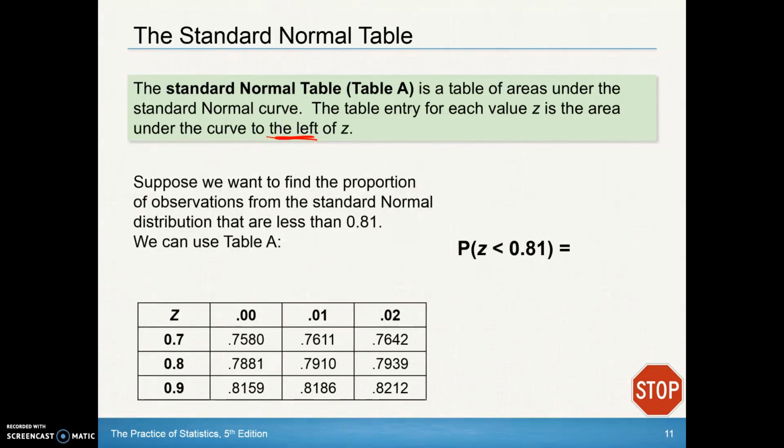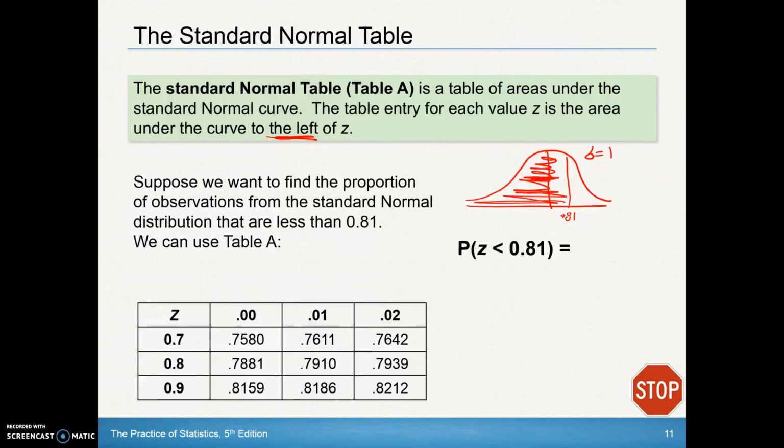So suppose we want to find the proportion of observations from a standard normal distribution. So a standard normal distribution would look like this. It would have a mean of 0 and a standard deviation of 1. But what I want to know is what is the area under the curve that's less than 0.81. Well, 0.81 would be right about here. That's 0.81 standard deviations above the mean. And I'd be looking for all this area underneath this curve.